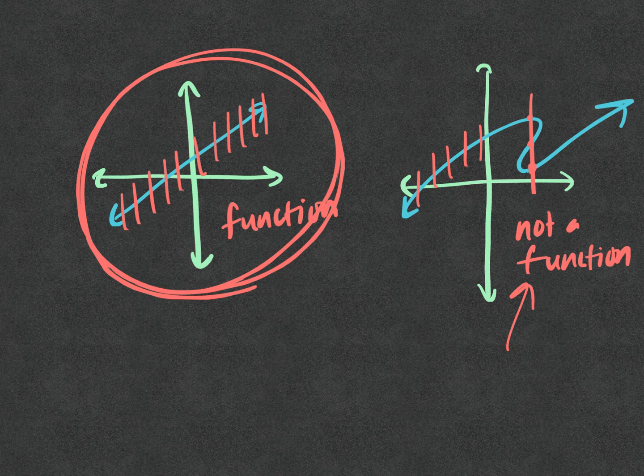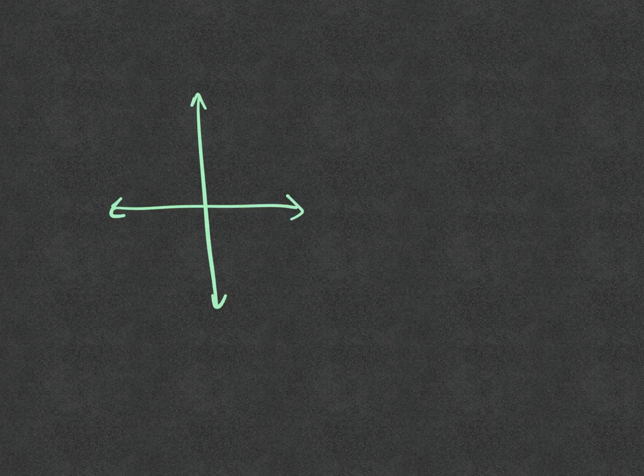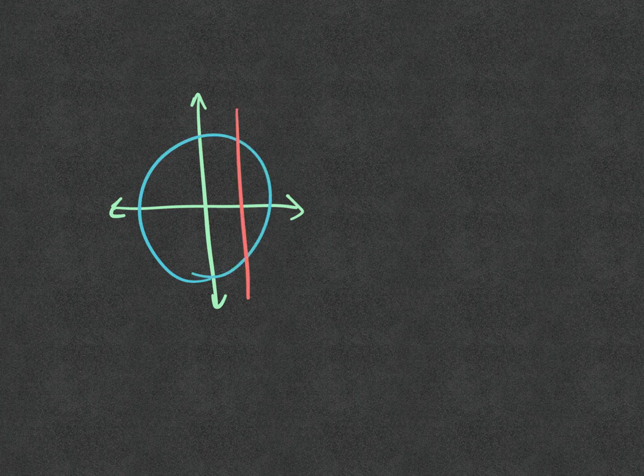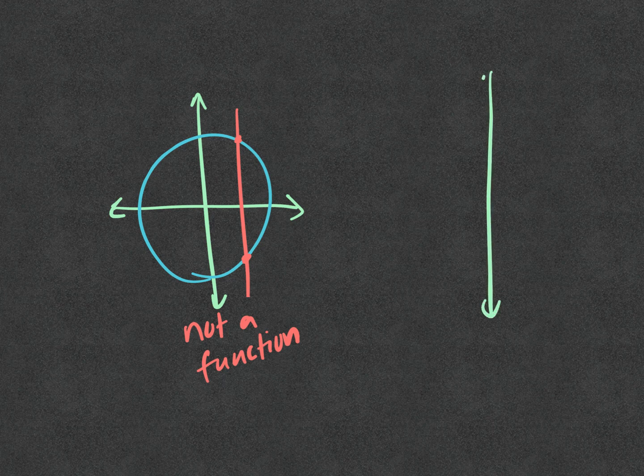So if we look at a couple more examples, here we have our XY axis. We have a circle. It's a beautiful circle, almost. This is not a function. Almost everywhere you touch this graph with the vertical line, it touches twice. Not a function. If it does it anywhere, it is not a function.